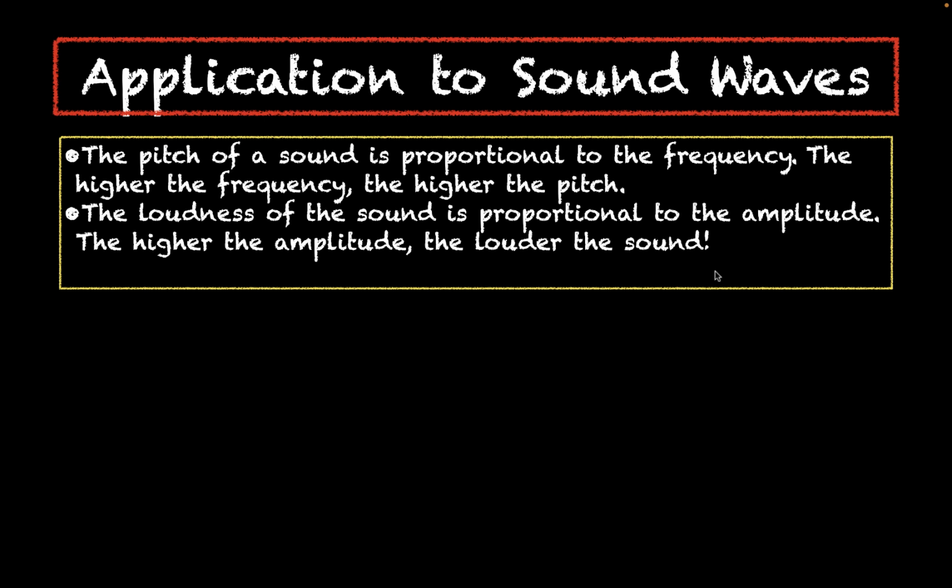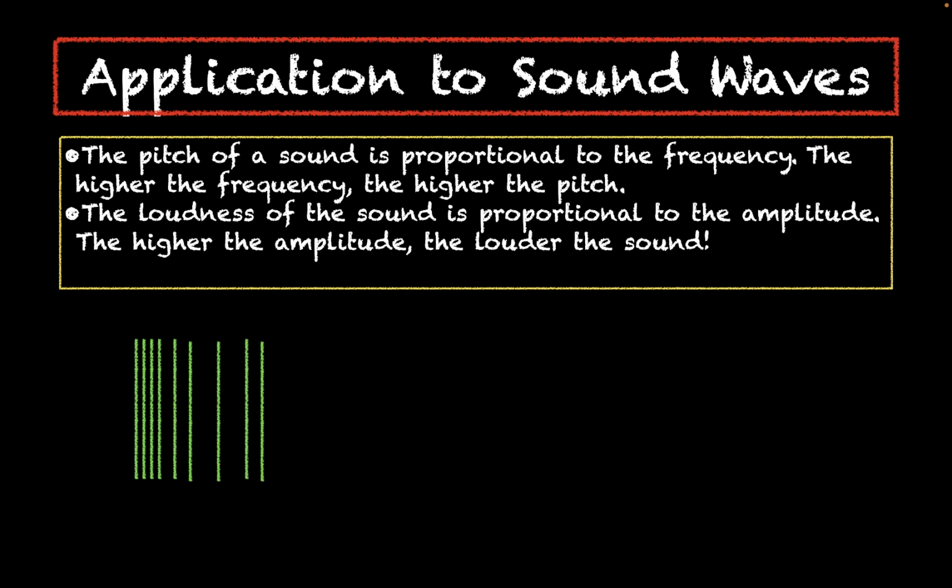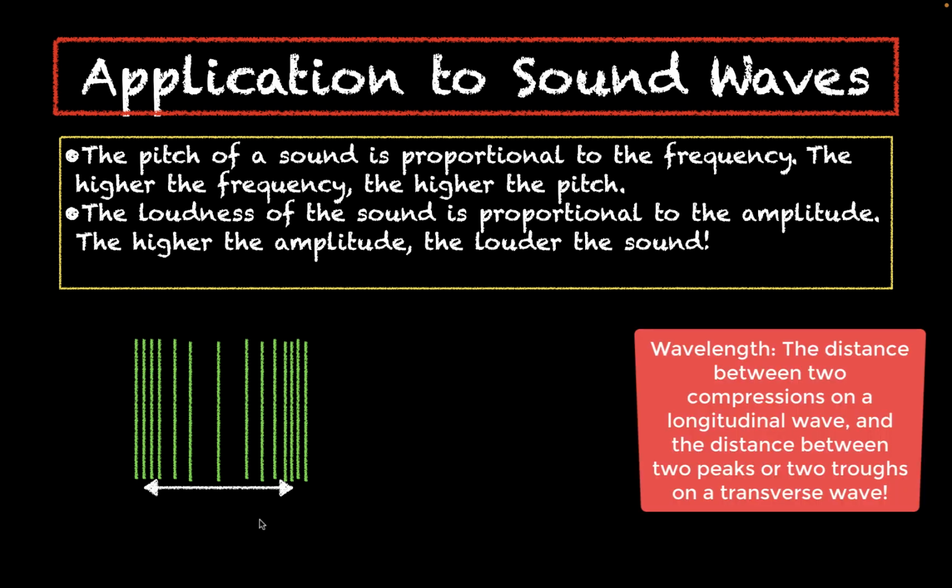So now let's apply what we learned to longitudinal waves, just to see how the wavelength looks in these waves in case you didn't understand it. So this right here is our first longitudinal wave. And what we see here is two compressions, as we see right here. And the distance between these two compressions is the wavelength.